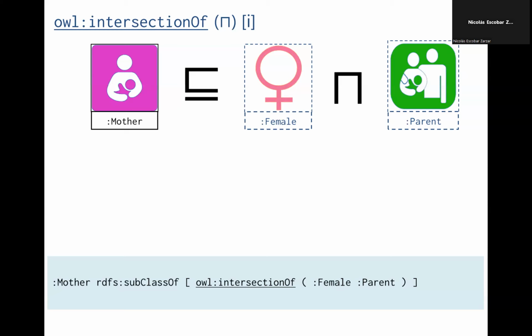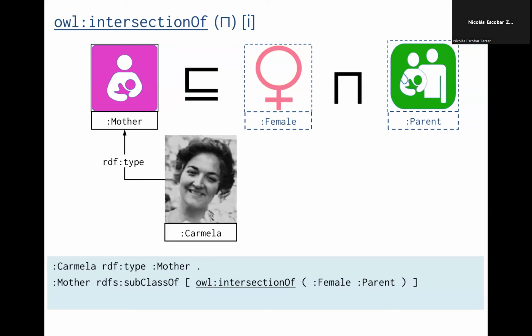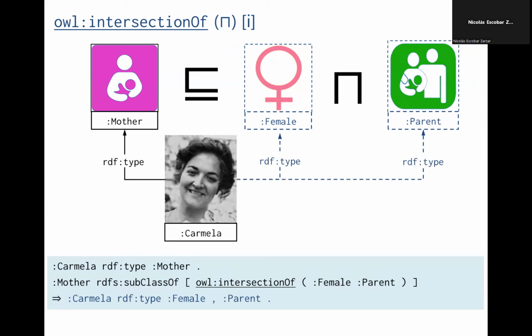So we have mother subclass of, which is an axiom, and then we have a class definition using a blank node: intersection of female and parent. So we've defined here a new class that's the intersection of female and parent. If we say Carmela is of type mother, what could we conclude? Carmela must be of type female, it must be of type parent. Yeah, it must be in the intersection of these two, so it must be in each of those classes.